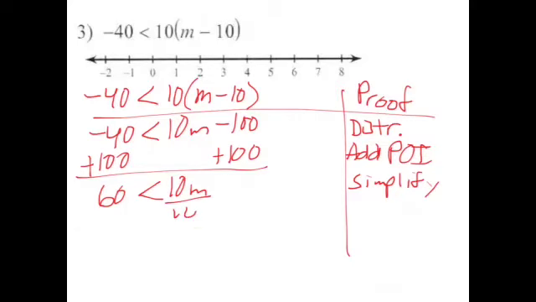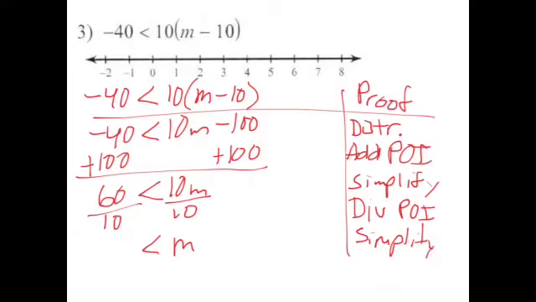And now I'm going to get rid of that 10 that's in front of the m by dividing both sides by 10. What lets me do that is the division property of inequality. And if I simplify what's going on there, I'm going to have m on the right side, and on the left side just 6, because 60 divided by 10 is just 6. And now I have my final inequality: 6 is less than m.